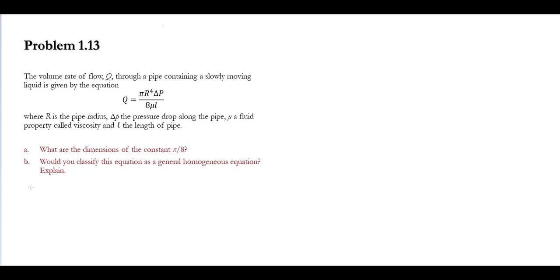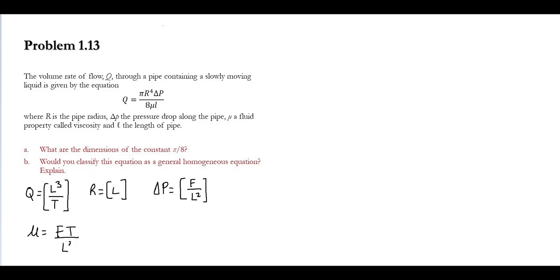So let's start with Q. Q is volume flow rate, so it basically means volume divided by time. We've got the radius. Radius is simply a length. We've got pressure. Pressure is simply force divided by area, so it's force divided by length squared. We've got mu. If we keep it in the FLT system, we're just going to write it as force times time divided by length squared. And lastly, we've got length.